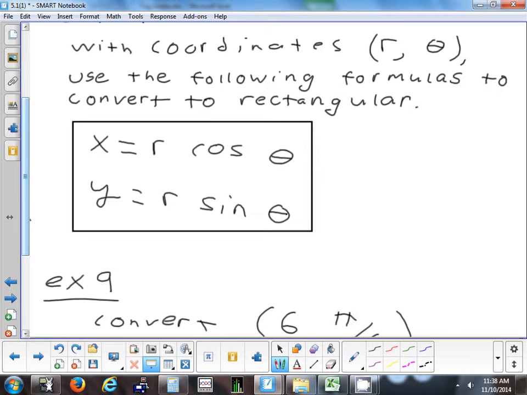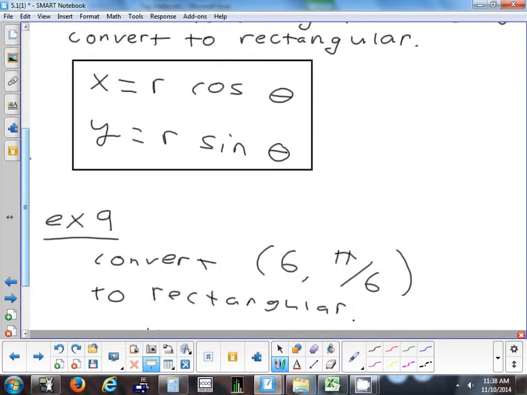All right, so let's convert the point 6 comma pi over 6 to rectangular. There's no need to change the radians to degrees. You can just change the mode on your calculator and plug it in.